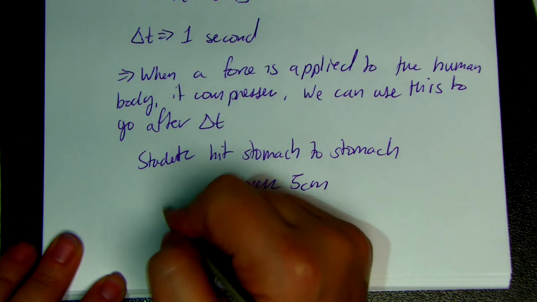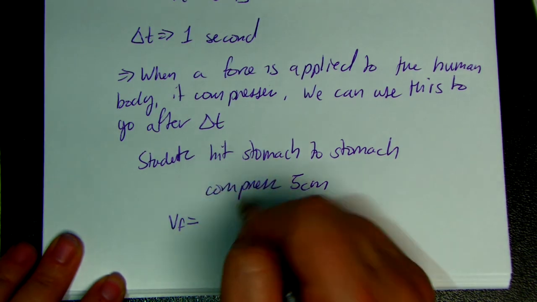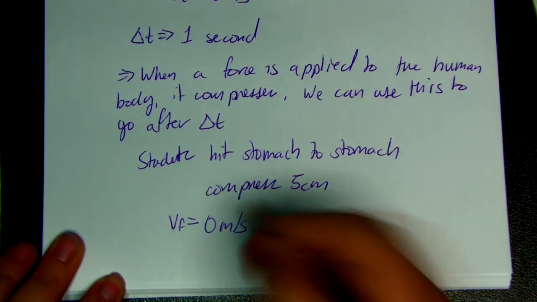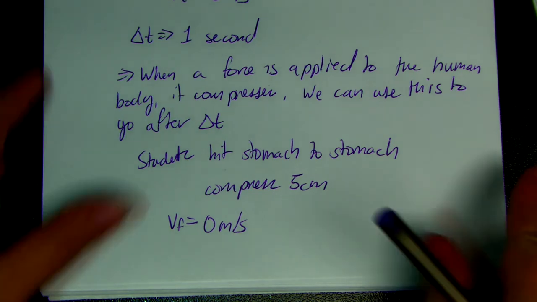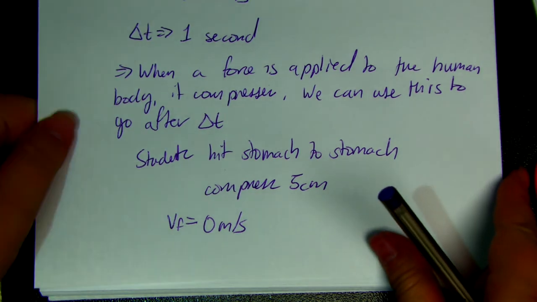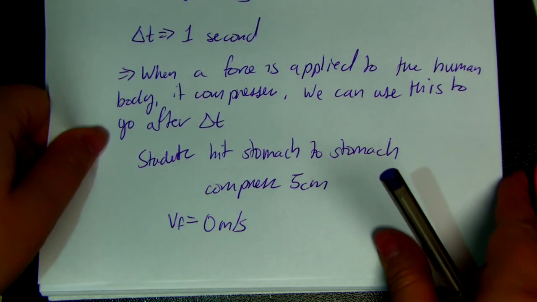Okay, so we know that the final velocity is equal to 0 meters per second because we were given it. So we can use this along with the initial velocity to go after average velocity. Because if we have average velocity, we can use the position update formula. So we'll use the arithmetic average.